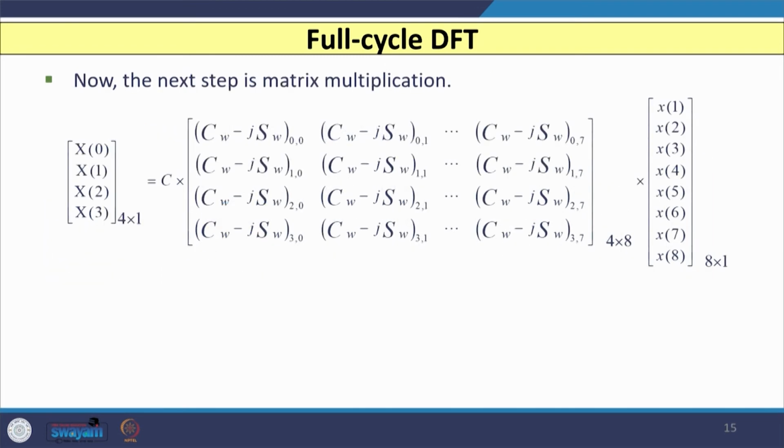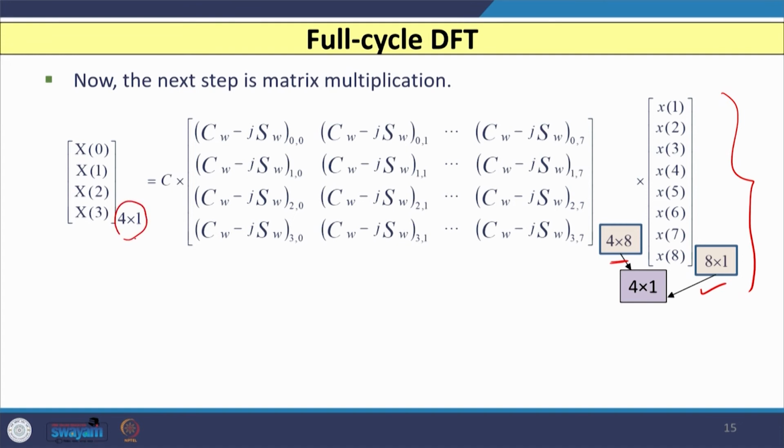Now, the next step is the matrix multiplication. Here, your weight matrix is k by N, that is, in this case, 4 by 8, and your sampled value matrix is 8 by 1. So, finally, the obtained output, capital X, is 4 by 1.